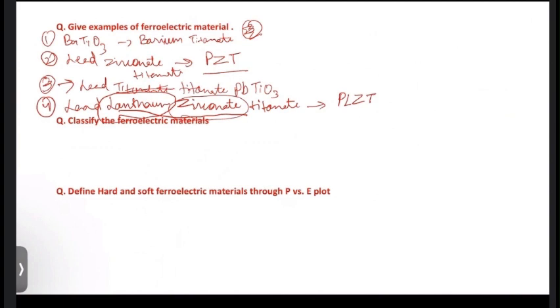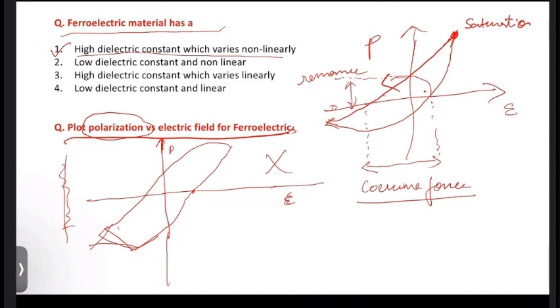Next question. Classify the ferroelectric materials. We can classify the ferroelectric material in n number of ways. So before moving on to this question, we will understand this question first, so it will be easier for us to correlate. I've shown you how the plot of polarization versus electric field looks. Now you have to plot how soft ferroelectric and hard ferroelectric behave.